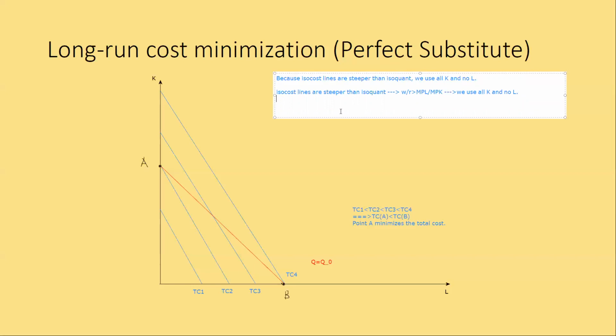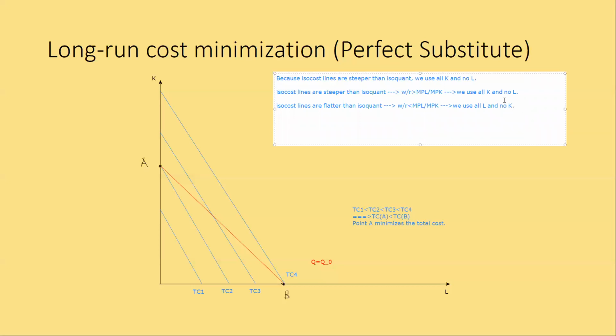So similarly, if the isocost lines are flatter than the isoquant, then this corresponds to the case when the slope of it is smaller than the slope of the isoquant. We know that in this case, we are going to use all labor and no capital.